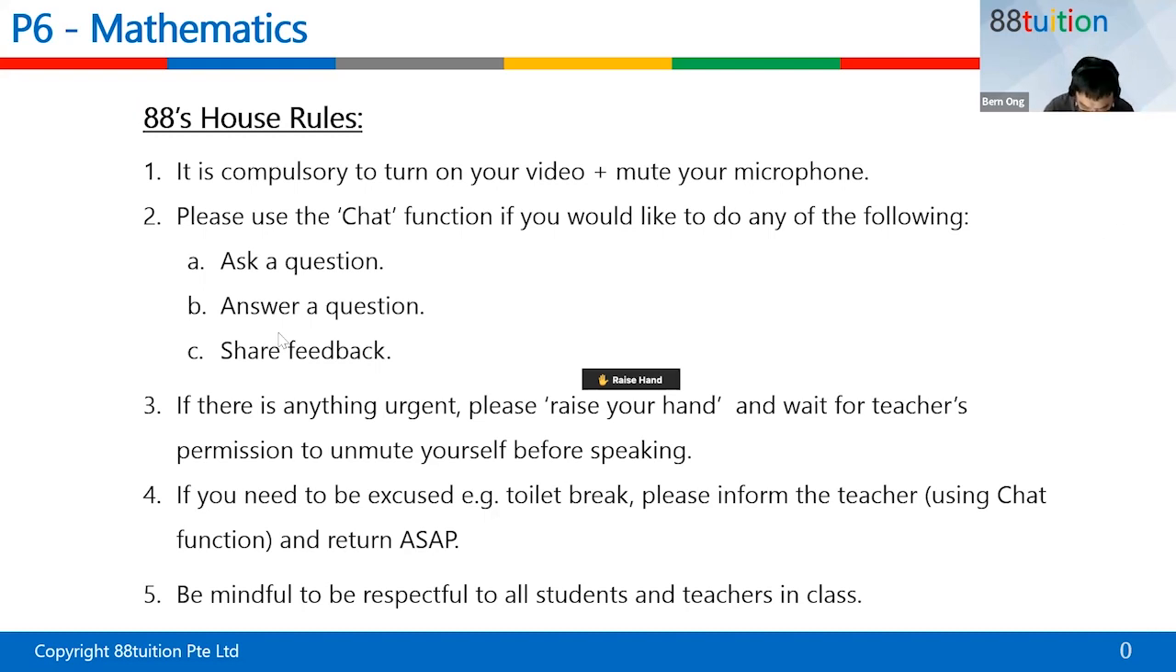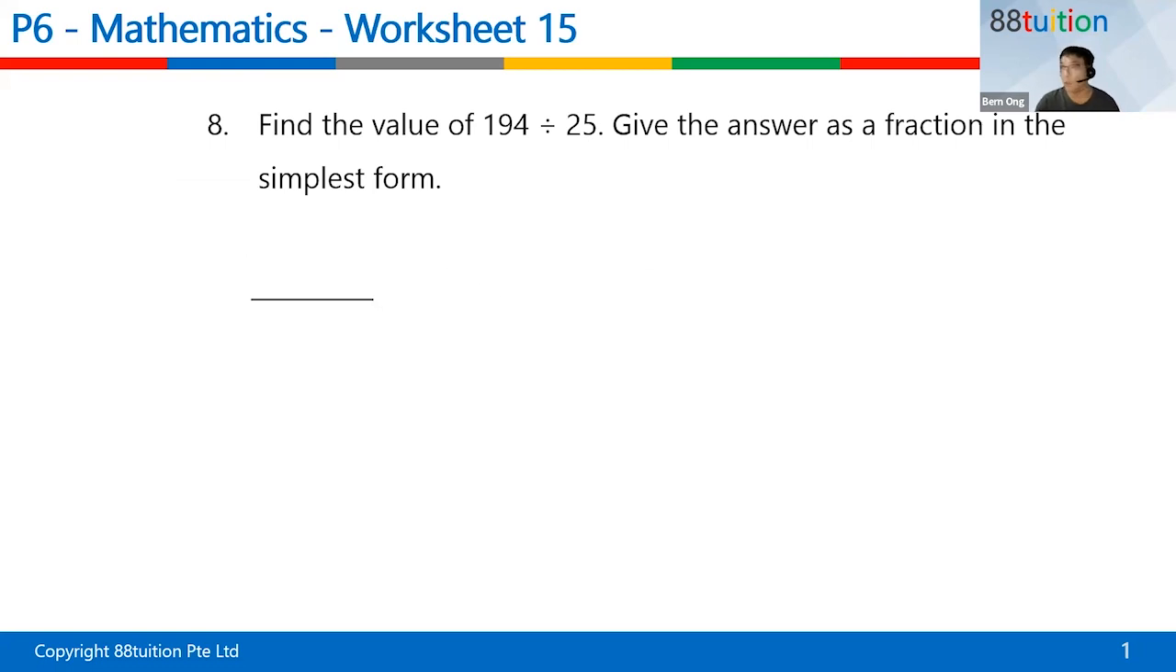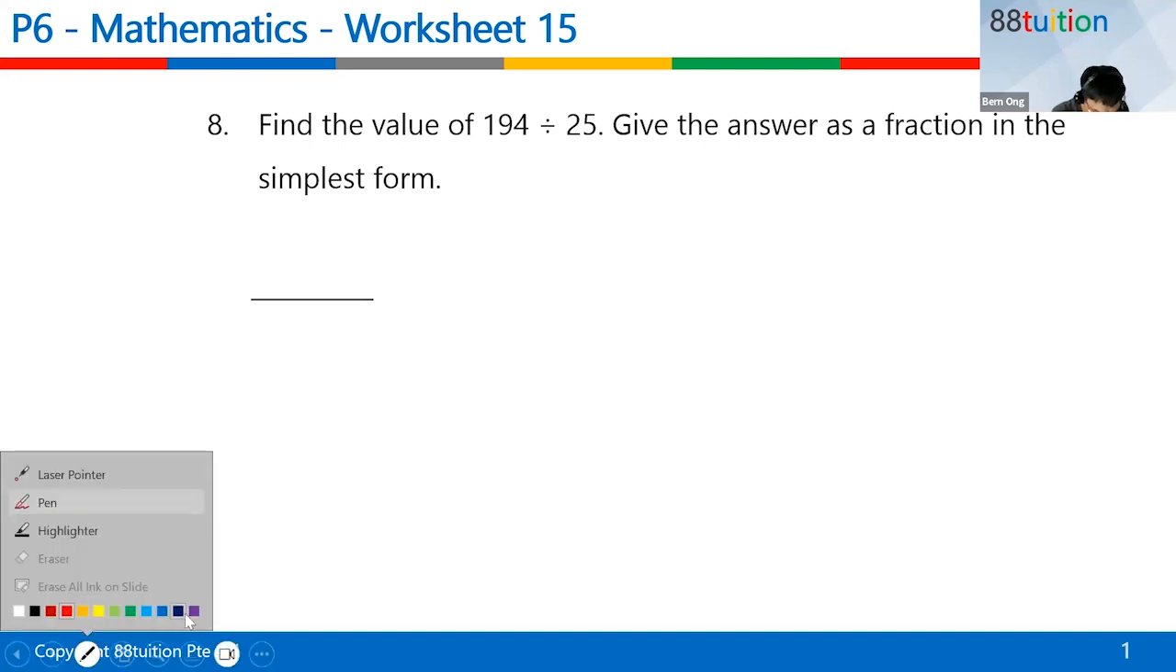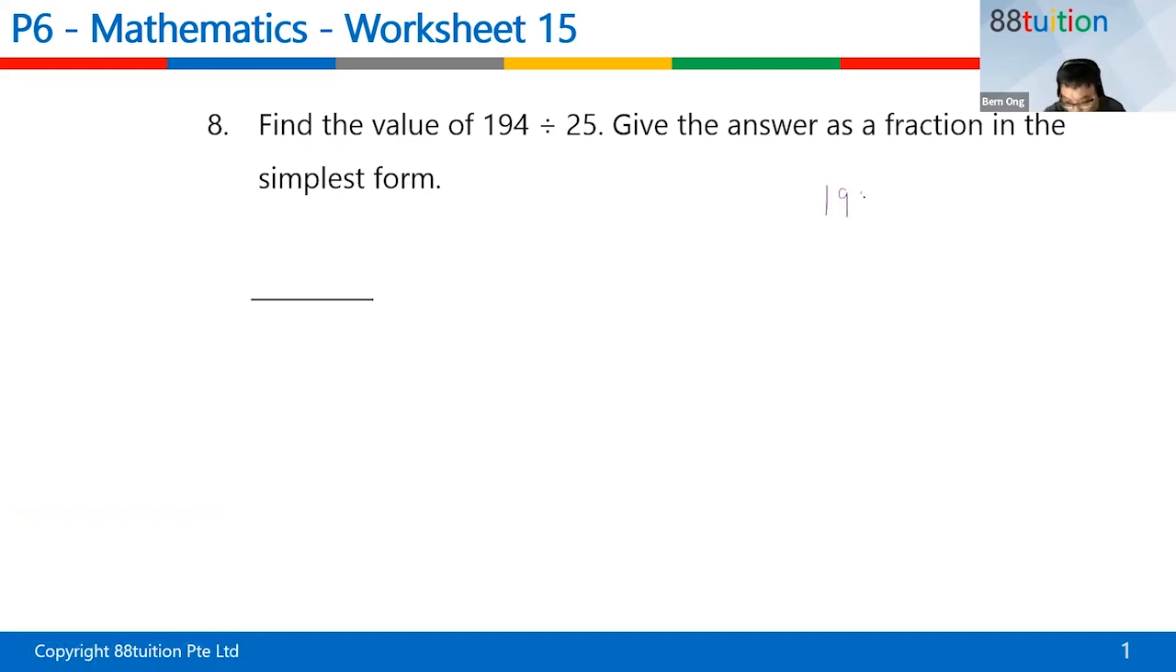Question number 8 is from worksheet number 15. Remember this? You're supposed to take 194 and divide by 25. They want a fraction, in the simplest form. And usually in the Singapore context, you must give it as a mixed number to the lowest term.